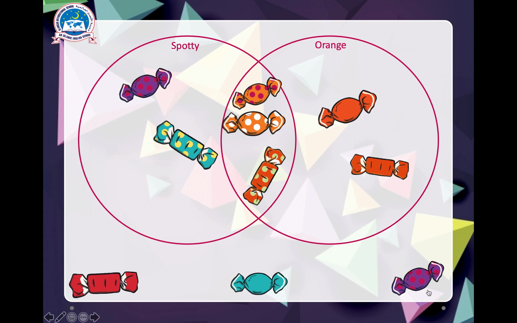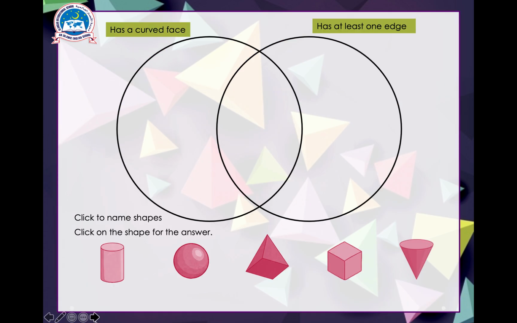And the last sweet over here, we can see that it's not orange, but it is spotty. So we can put it in this part of the circle. Now we can try the same thing with 3D shapes. We can look at which one has a curved surface and which one has at least one edge.